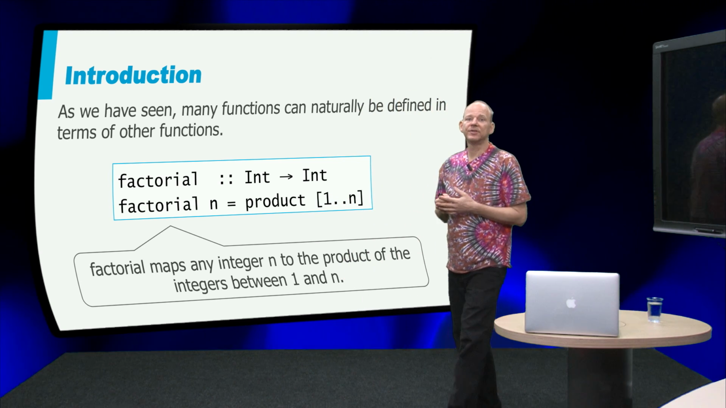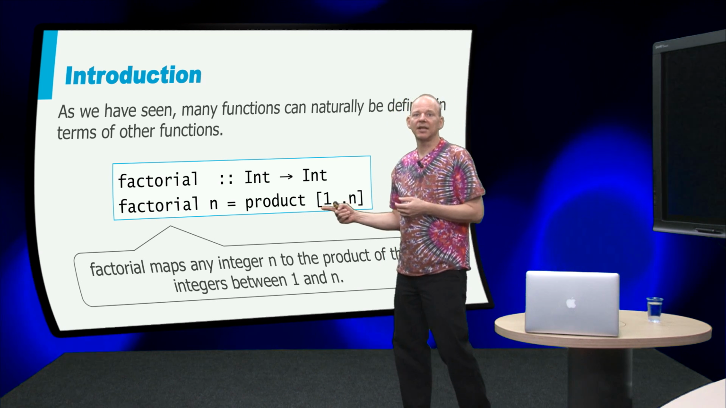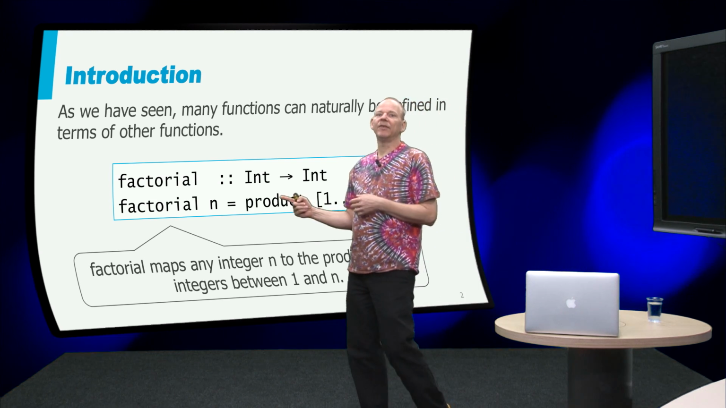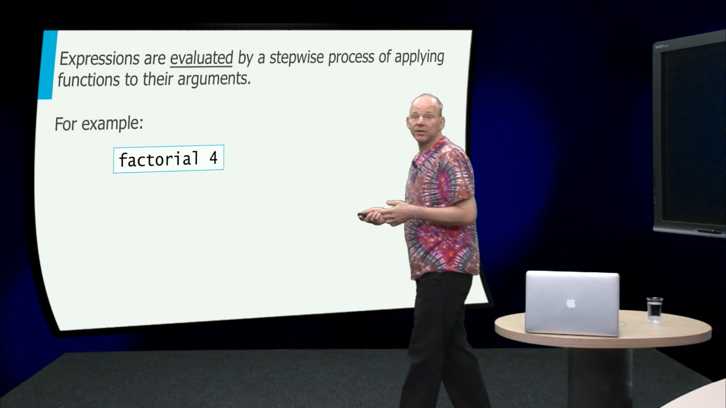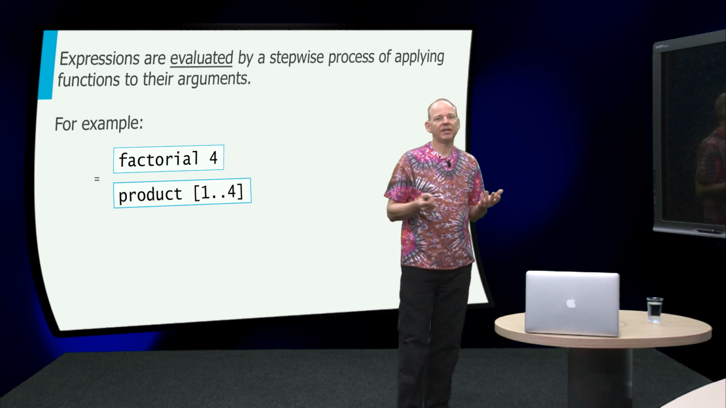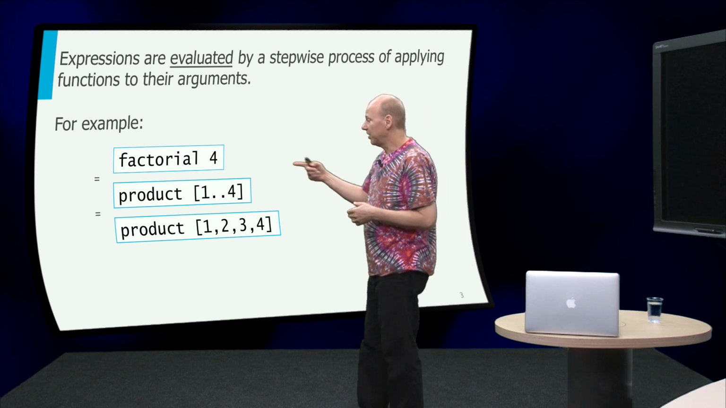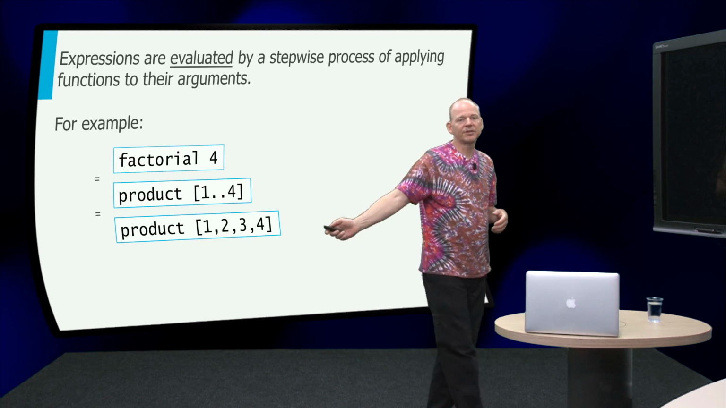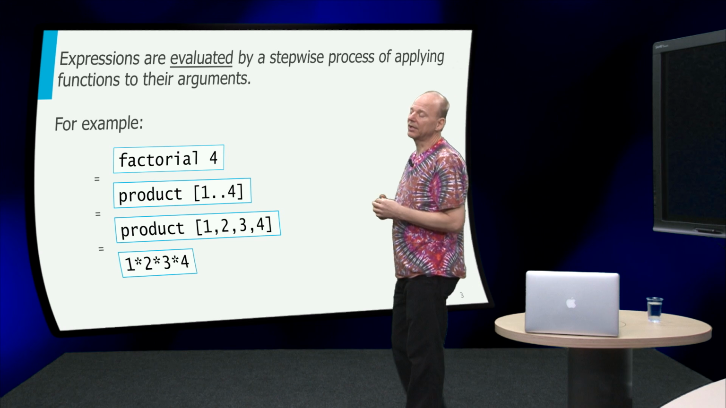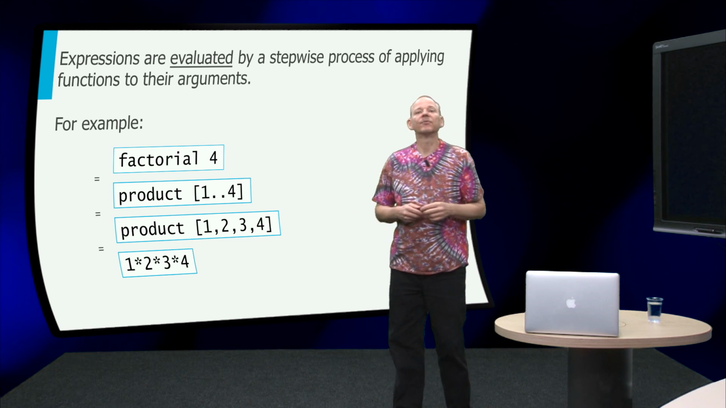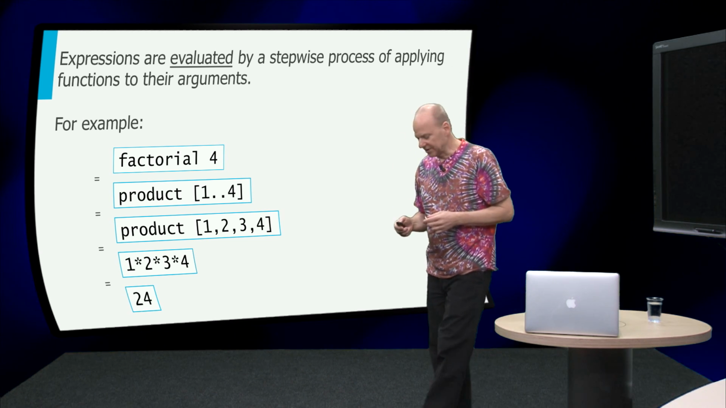here's a way to define the factorial function. We have seen this one before. We take the list of values between 1 and n, and then we multiply them all together. If we are going to evaluate factorial 4, we unfold the definition. That was product of 1 to 4. The list 1 to 4 is product of 1, 2, 3, 4, and the product was just multiplying all the numbers. So the product of 1, 2, 3, 4 is 1 times 2 times 3 times 4, which is 24.